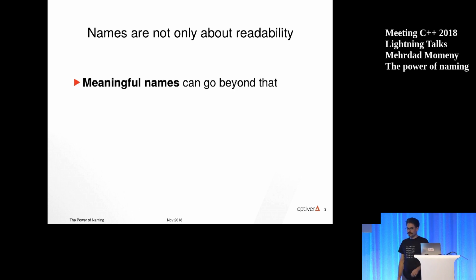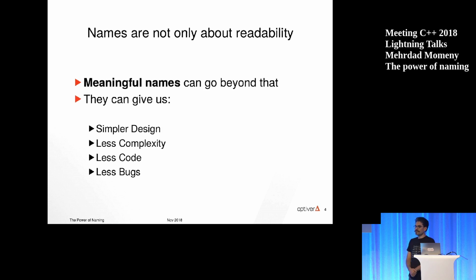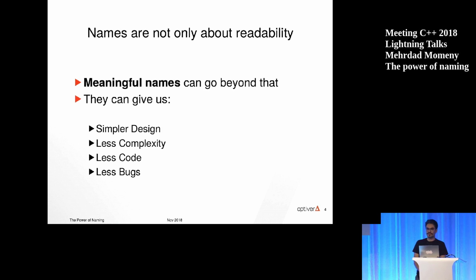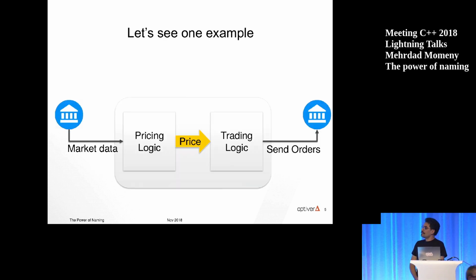I have recently realized that a meaningful name can give us simpler design, better code, fewer bugs and less complexity. And I have a real-world example for that. Let's see it. Let's start from here.